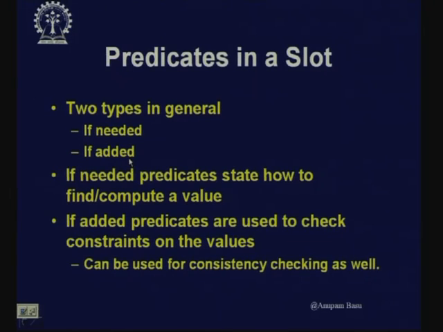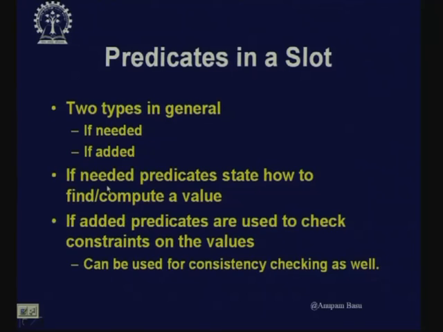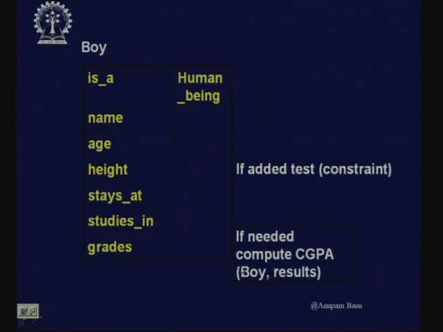Now, let us look at Tom. Tom is again an instance of boy, name is Tom Smith, age is 12, see all these things are instantiated, height is 5, stays at say 15 Park Avenue, studies in Bright Academy, grades. Now, grades I will say if needed compute the CGPA of Tom from results of Tom. Okay.